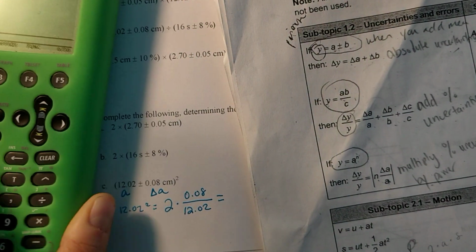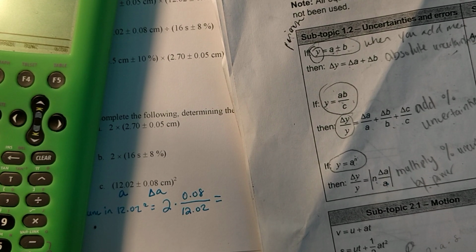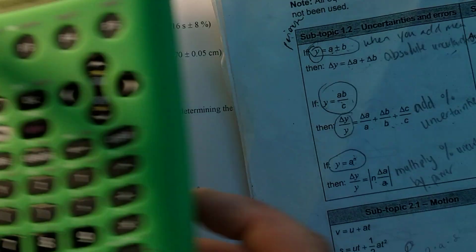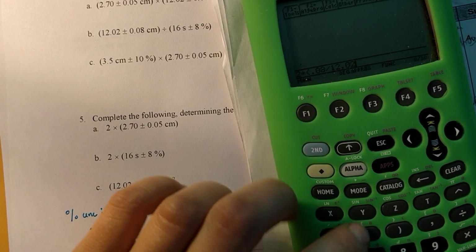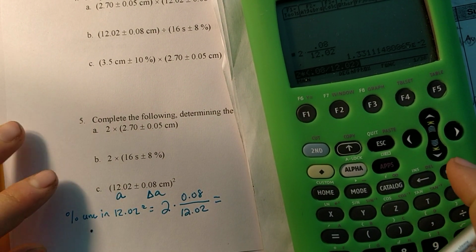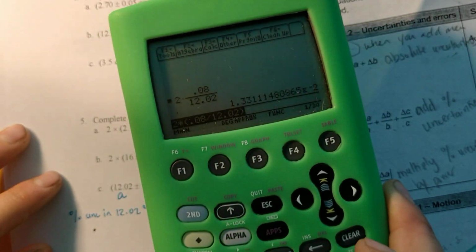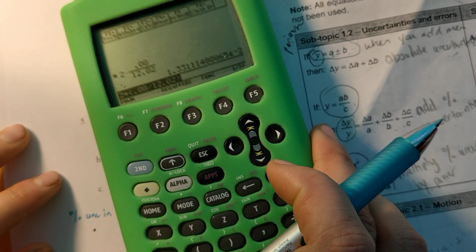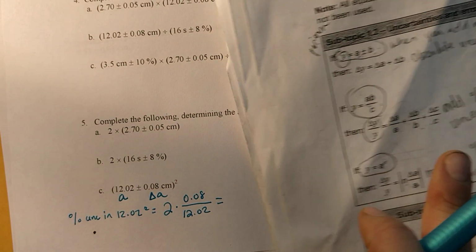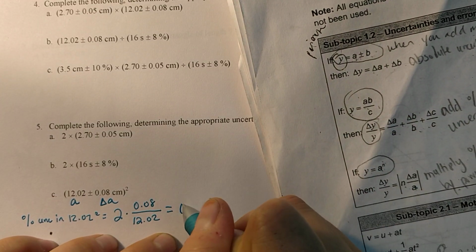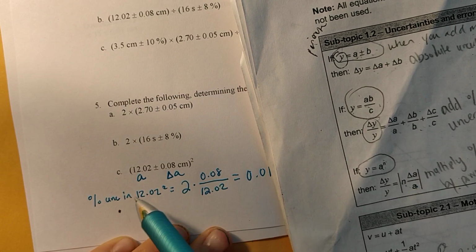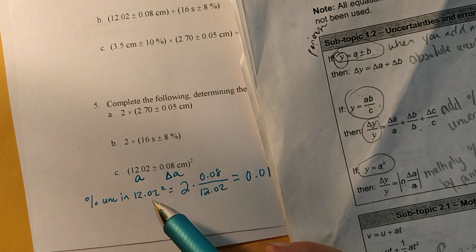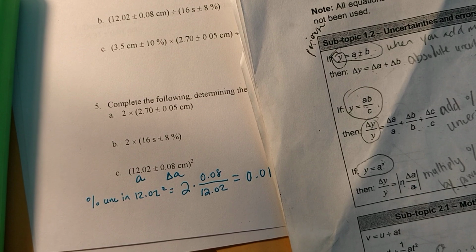This becomes, I'll plug it into the calculator, 2 times, I'll open up parentheses, 0.08 divided by 12.02, and I get 1.33%. That's 1.33 e negative 2, 0.0133. That is the percent uncertainty in 12.02 squared. I'll get 12.02 squared, it's around 144.